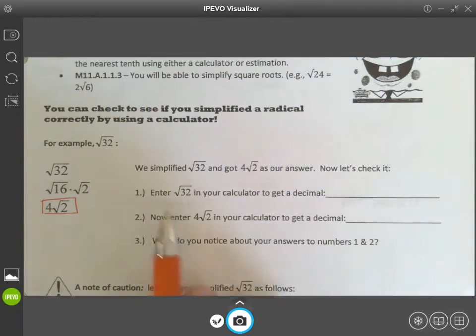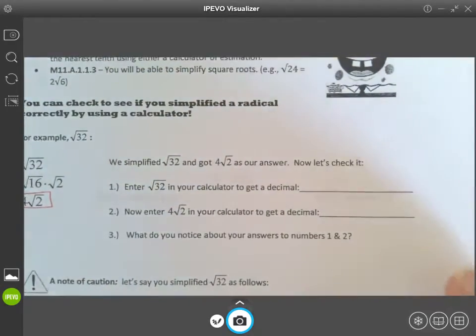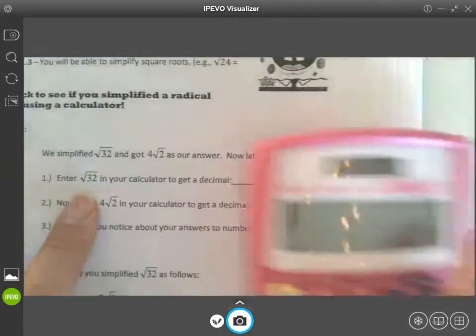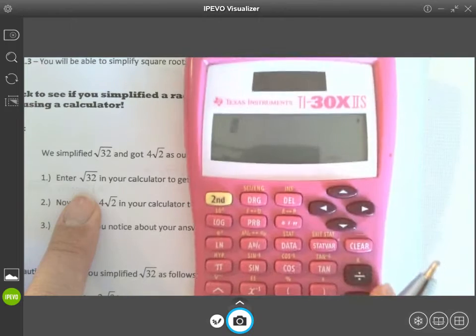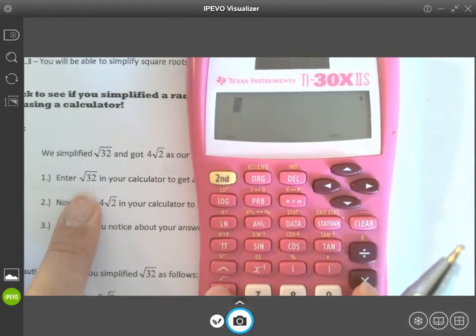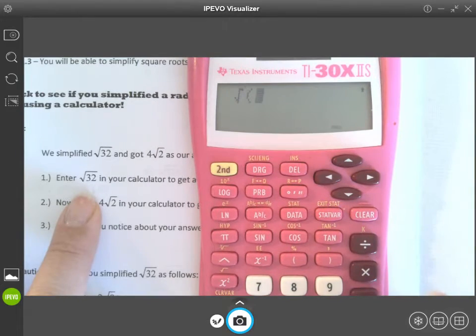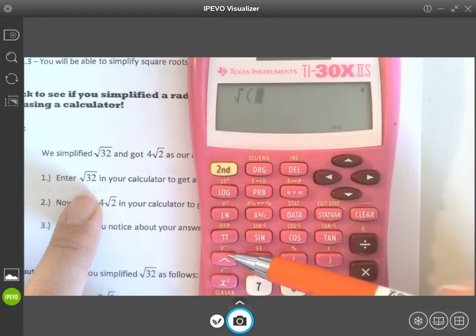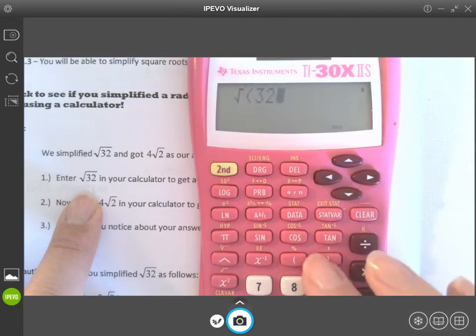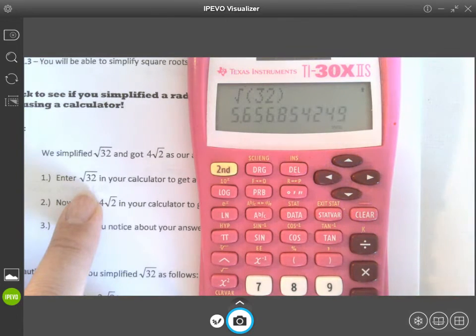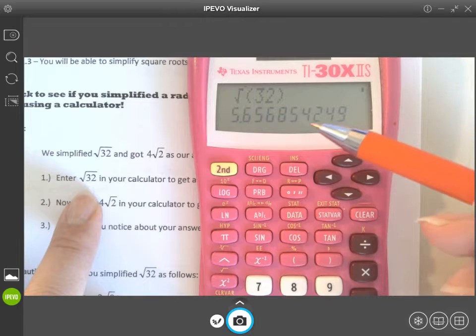Now, what we need to talk about is if I put the square root of 32 in my calculator. All right, put that in your calculator. Square root, second, and then your x squared key, which is your square root key. Now, there's a second root key, but that's the x root, and we don't want to use that. We want to use the square root key. So square root of 32 is what decimal? 5.6, and it keeps going.